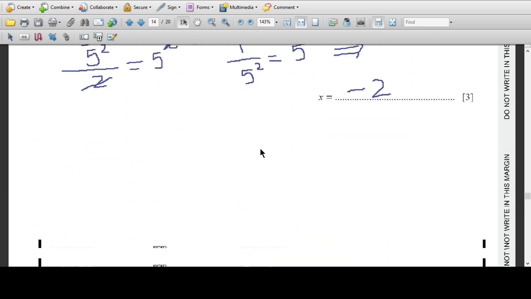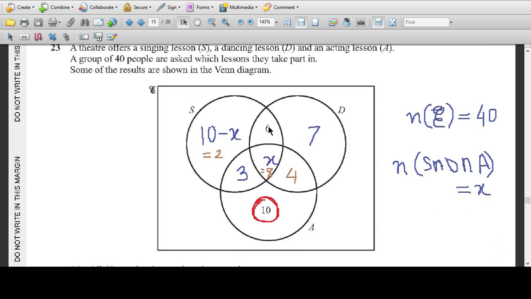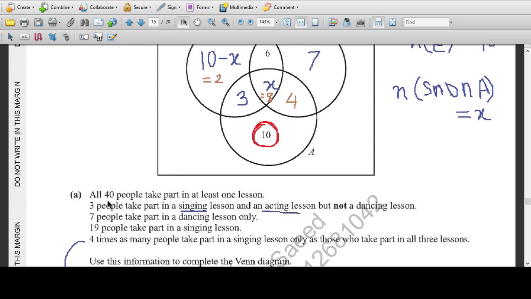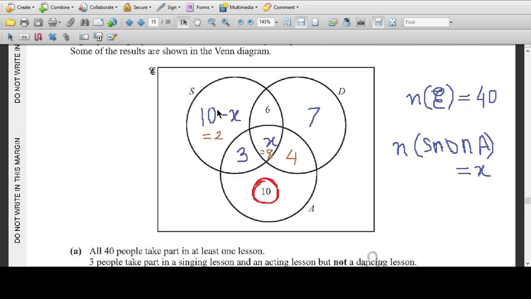Now question number 24. A theater offers a singing lesson, a dancing lesson and an acting lesson. So 3 options are there: singing, dancing and acting. A group of 40 people are asked which lesson they take part in. Some of the results are shown in the Venn diagram. This is given here. This 10 and 6 was given initially, and some information has been given with it. All 40 people take part in at least one lesson. So all the numbers are in these circles.